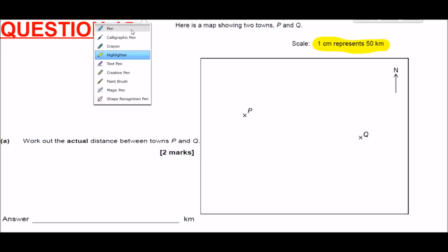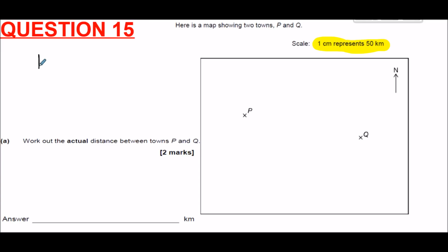Question 15, we've got a scale diagram. And it says, here is a map showing 2 towns P and Q. And we're given a scale, which is very important. The scale we're given says that each centimetre on the map represents 50 kilometres in real life. Okay, so again what we can do is just write this down. So 1 centimetre on the map represents 50 kilometres in real life.